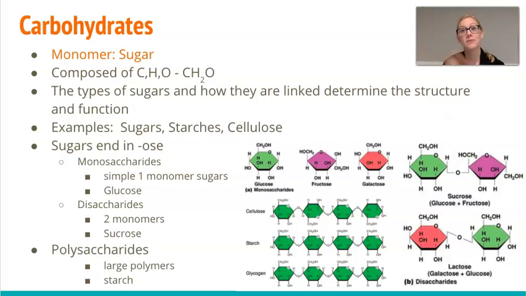Disaccharides are going to be made of two monomers, two things put together. Di means two, like sucrose, for example. And then we can have polysaccharides that are really large polymers of lots of sugars put together. Starch is a really good example of this.